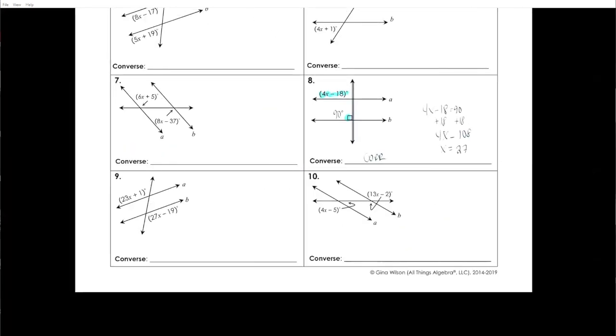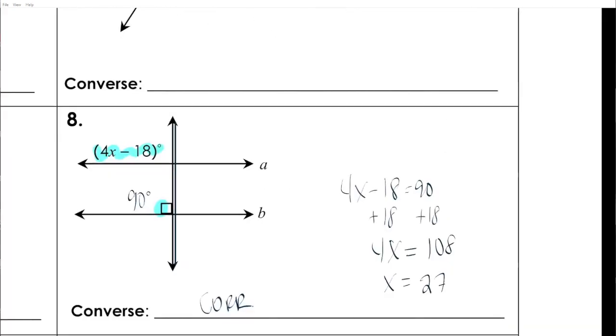All right, guys, that is it. That's what we're doing. So the biggest takeaway I want you to remember for today is we are using the relationships the same way we learned them. The only difference is we do not necessarily know that the lines are parallel. But if the relationship holds true, then bang, they are parallel.